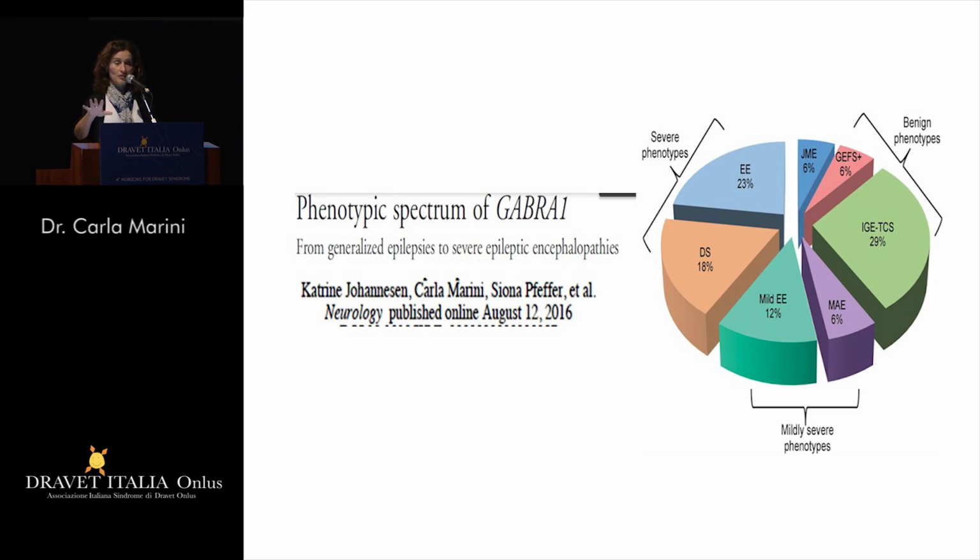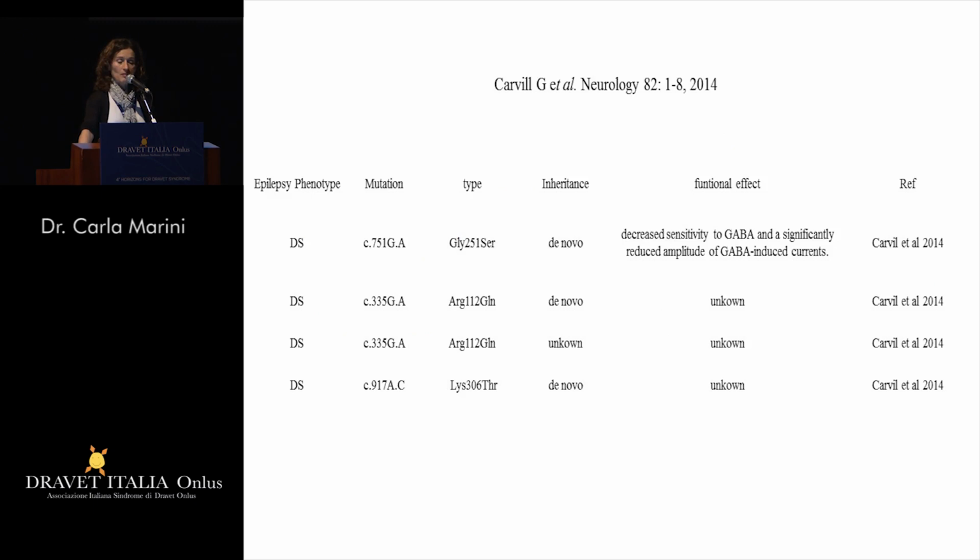And the other patients included in this spectrum can be severe as well as mild, including the genetic generalized epilepsies for mutations in this gene. These are some other patients published again by Gemma Carvill, and they also have this so-called DS-like phenotype with seizures occurring during febrile illnesses.